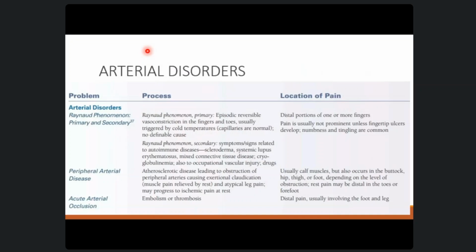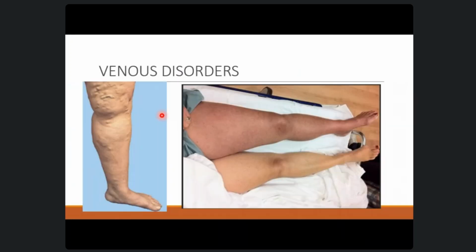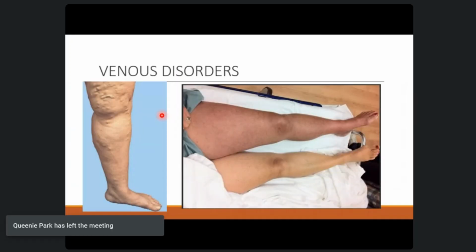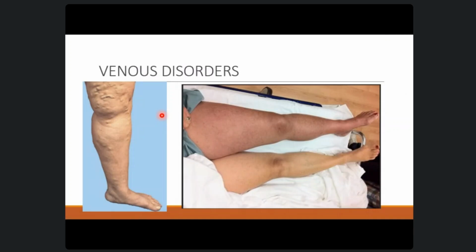So these are the arterial disorders you can find in your book. You just read through it, and this is the venous disorder. Common venous disorders are the varicose veins. These are the CVI. Or DVT maybe for the other one. This one.